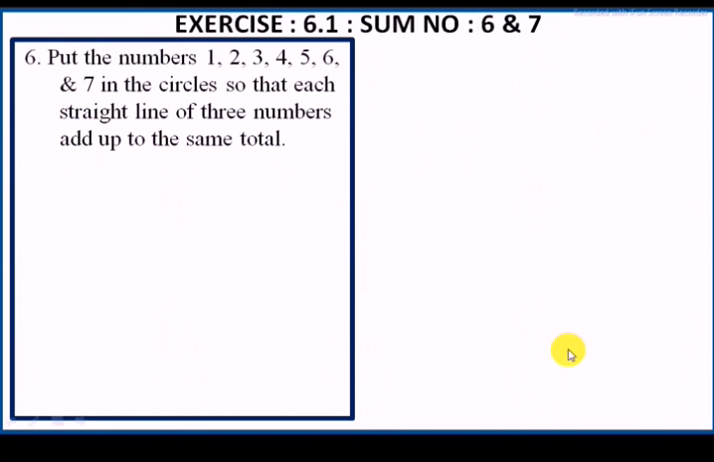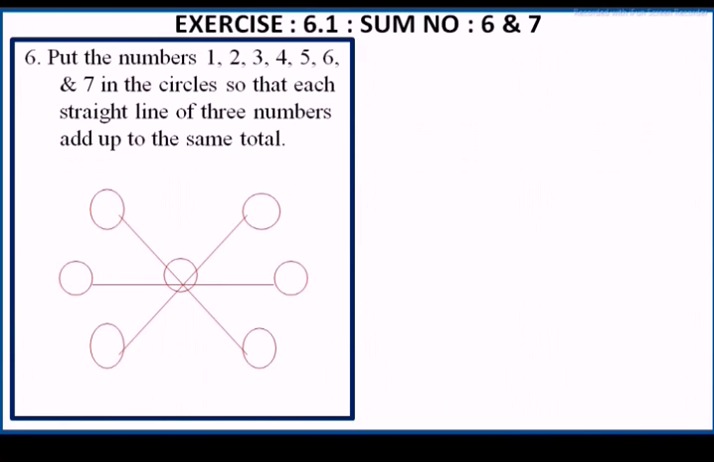Sum number 6. Put the numbers 1, 2, 3, 4, 5, 6 and 7 in the circle so that each straight line of 3 numbers add up to the same total. So there you have the circle. So now if you place the number 7 in the center of the circle, then we can place the other numbers around on the line.